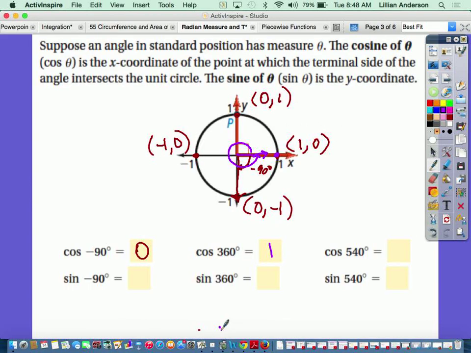540. Where's 540 located? It's located right here, (-1, 0). So I've gone a full rotation, haven't I? Which is 360 degrees, so then I have to go an additional 180. So right here, that is 540 degrees. What is the cosine of that value? Negative 1. The sine is the y value. What's the sine, or the y value, of negative 90? Negative 1. What's the sine of 360? 0 is the y value of this point. And then what's the sine of 540? 0.